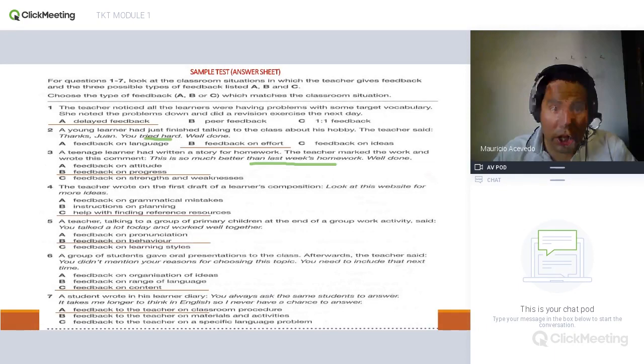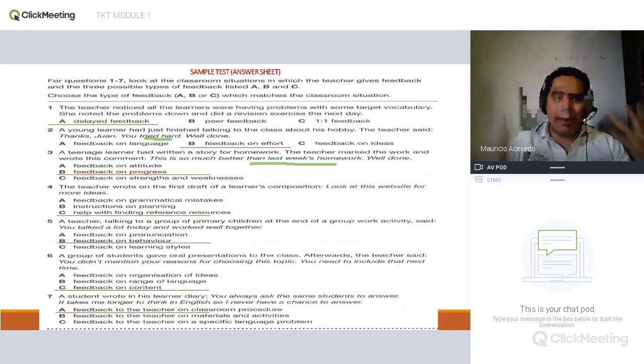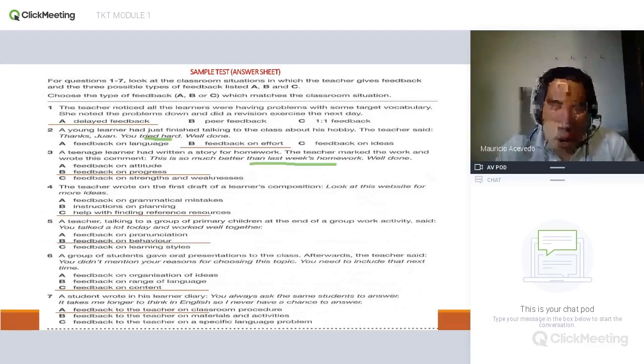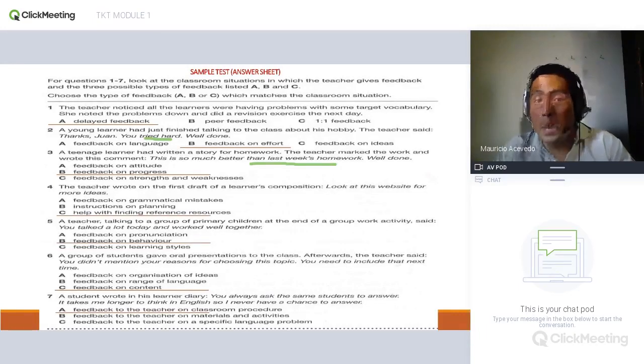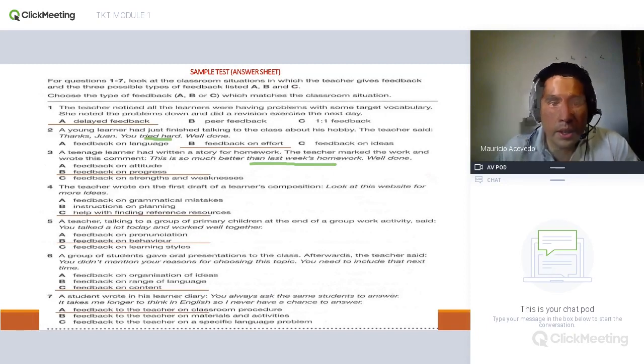As they don't really care about language, we need to encourage them at least to do the activities, to try to understand, and obviously to behave in the class. Okay, no pronunciation. He doesn't say anything about pronunciation. He said they spoke, but that's fluency. Learning style, no, because he never said you are visual and you do this very nicely.